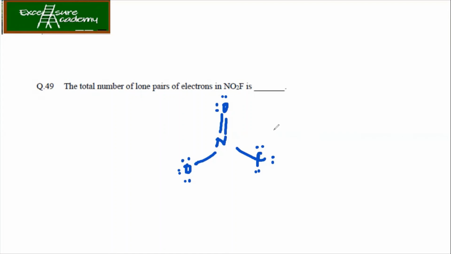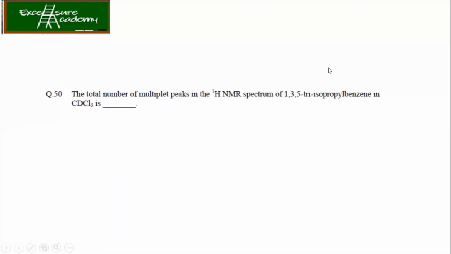This is how you make it. If you see, the number of lone pairs of electrons on oxygen is 2 plus 3, so total 5. And then the number of lone pairs of electrons on fluorine is 3. So a total of 8 lone pairs of electrons is present in this particular structure. Okay, so in order to calculate the number of lone pairs of electrons, if you know how to draw the structure of a molecule, then it becomes easy. So, last question for this session.